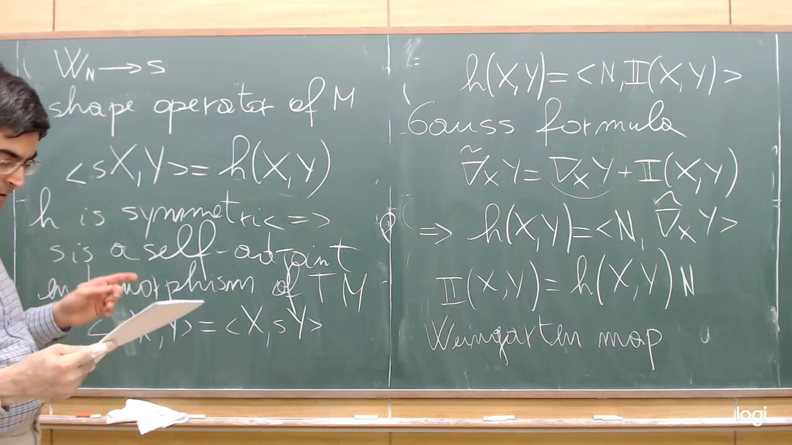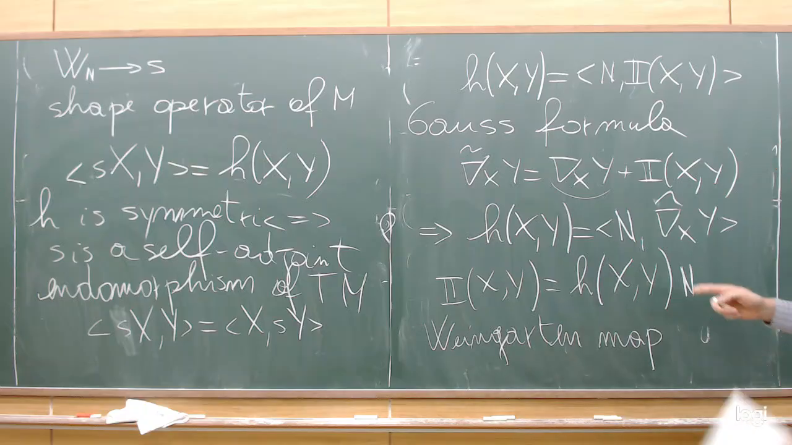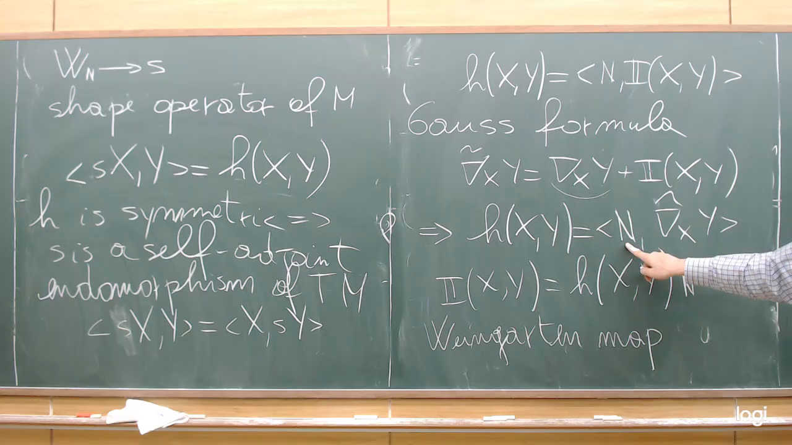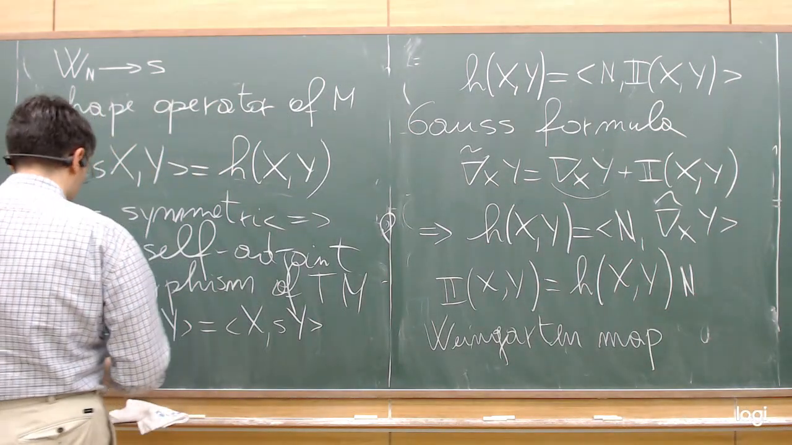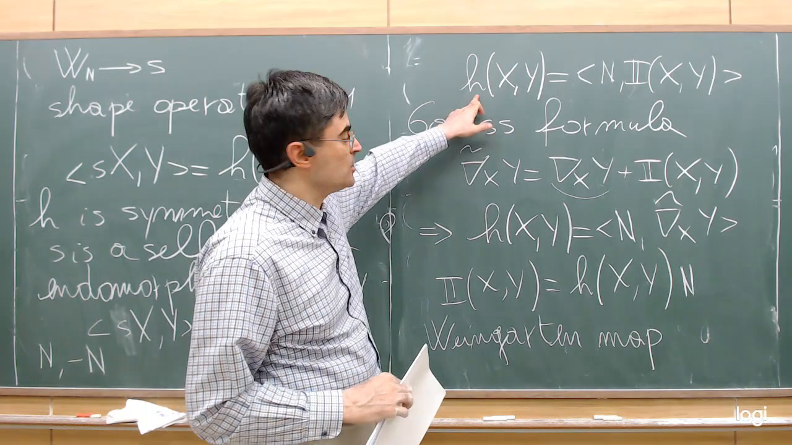Of course, you know that for a hypersurface we have two choices for the unit normal vector field. So essentially you can work with n or minus n. If you change the sign of the vector field you are considering, of course h changes sign.